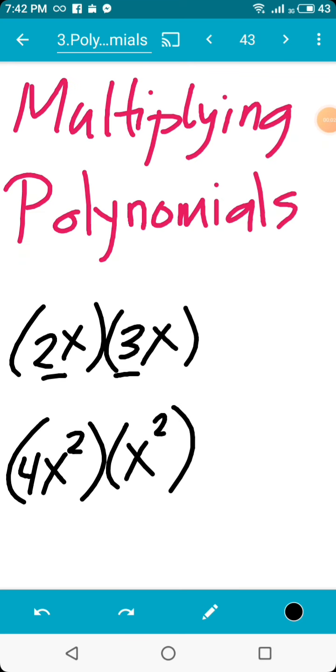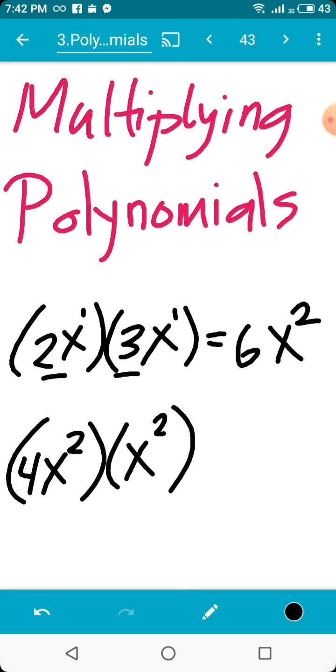Okay, so let's multiply 2x and 3x. So, first yung coefficient muna na 2 and 3, so that it's 6. And then yung variable na x, so x times x, di ba yung rule naman sa exponent, kapag same yung base, i-add lang natin yung exponent. So that is x squared.